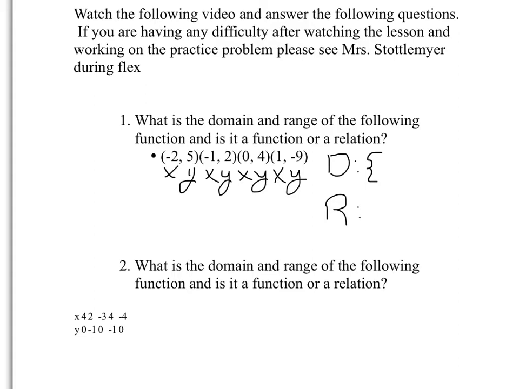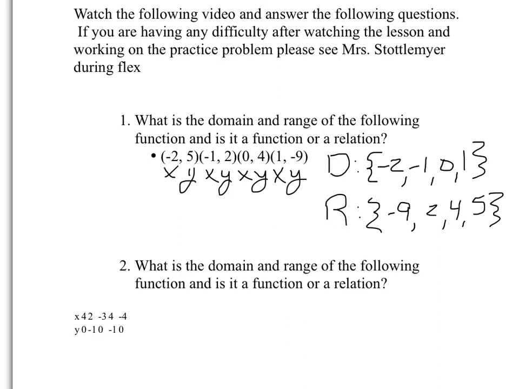Okay, so putting them in order from least to greatest would be -2, -1, 0, and 1, and another squiggly line to end. Our range is a list of our y values, also in order from least to greatest, also starting with a squiggly line, and that one looks really bad. So we'll start with -9, next would come 2, then 4, then 5, and a squiggly line to end.